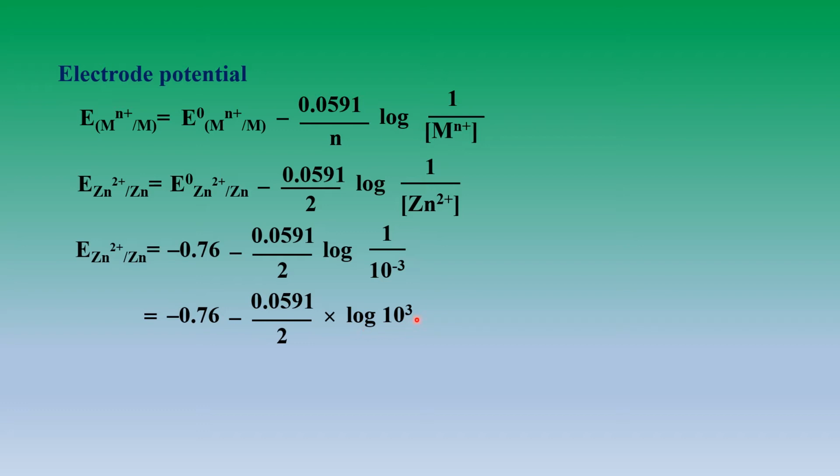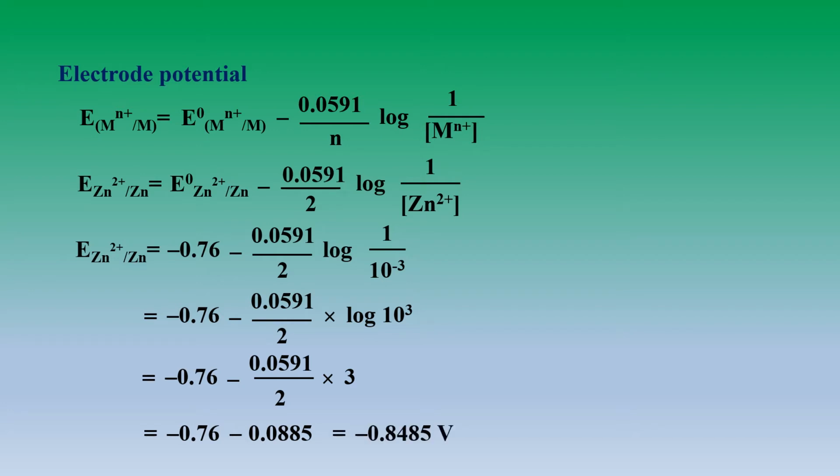How to take the log, we have explained everything in the class, right? Next, with further simplification: minus 0.76 minus 0.0591 divided by 2 into 3, it will be minus 0.76 minus 0.0885, which is equal to minus 0.8485 volt. This is the electrode potential.